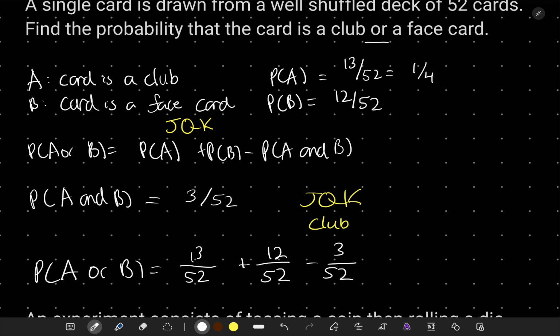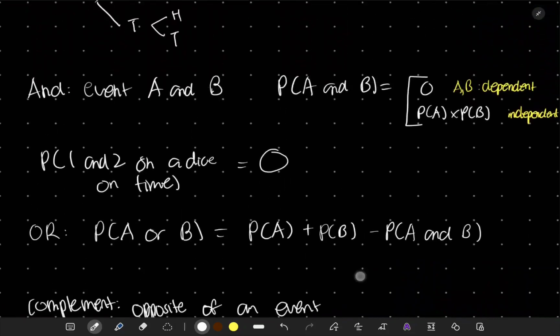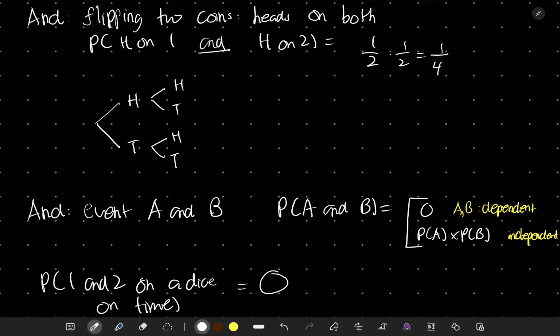So let's figure this out. I'm going to actually change this definition to not just be 0, but 0 or another probability.